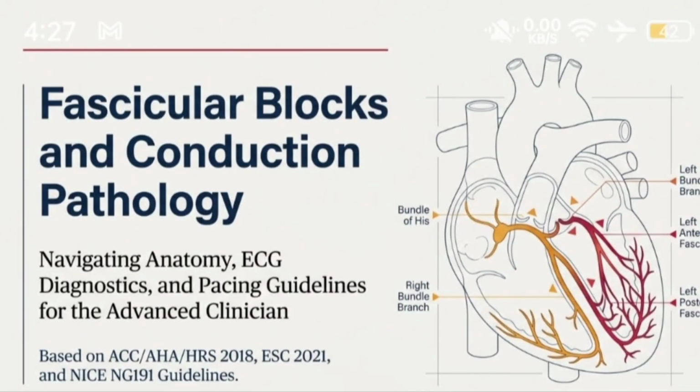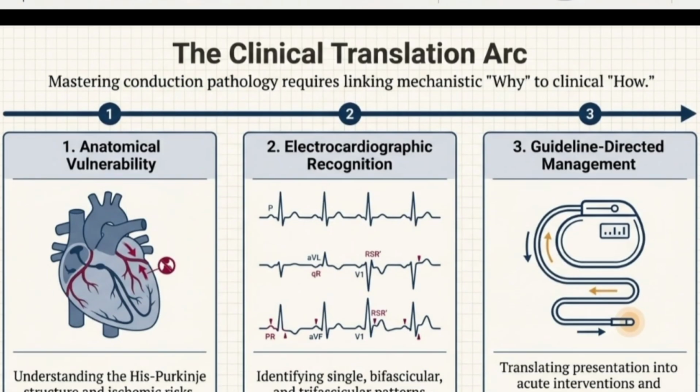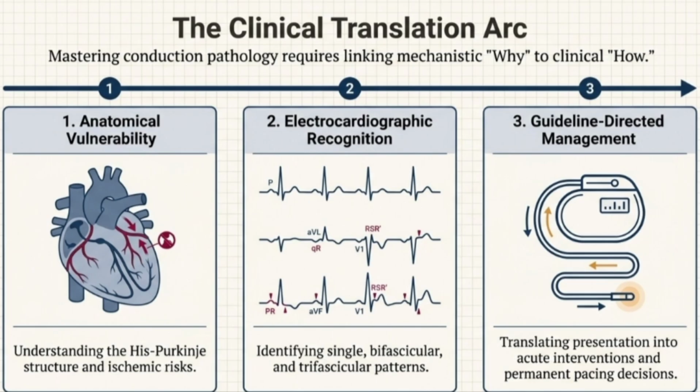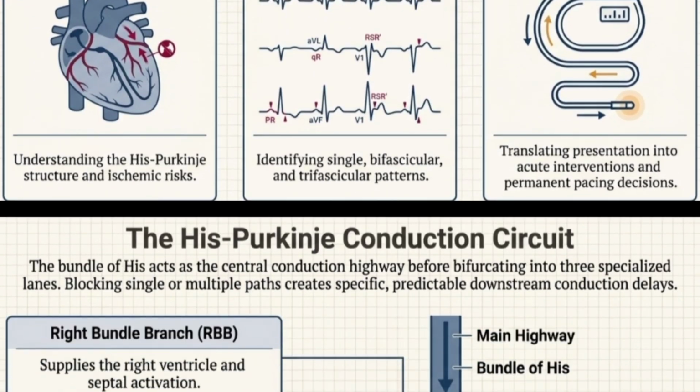Fascicular blocks, conduction, pathology. The clinical translation arc. Mastering conduction pathology requires linking mechanistic why to clinical how. Anatomical vulnerability: understanding the His-Purkinje structure and ischemic risk. ECG recognition: identifying single, bifascicular and trifascicular patterns. And then the last, guideline-directed medical or device management, with acute intervention and permanent pacing decisions.